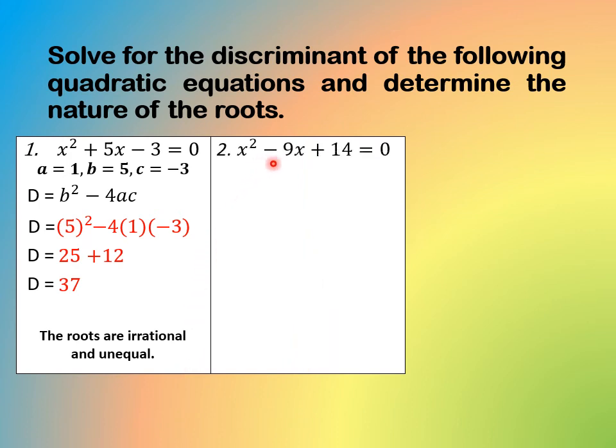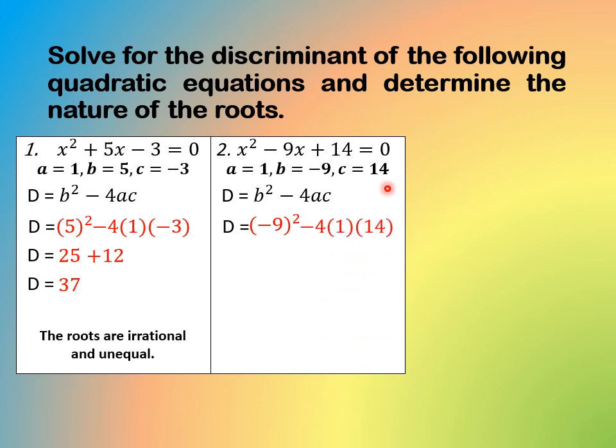Okay, next, number 2. We have x squared minus 9x plus 14 is equal to 0. Again, we have to determine the values of a, b, and c. So, ang a natin is 1, ang b is negative 9, ang c ay 14. Okay? So, ano ang b? Okay, that's negative 9. So, we have here negative 9 squared minus 4 times ang a na 1, ang c na 14.